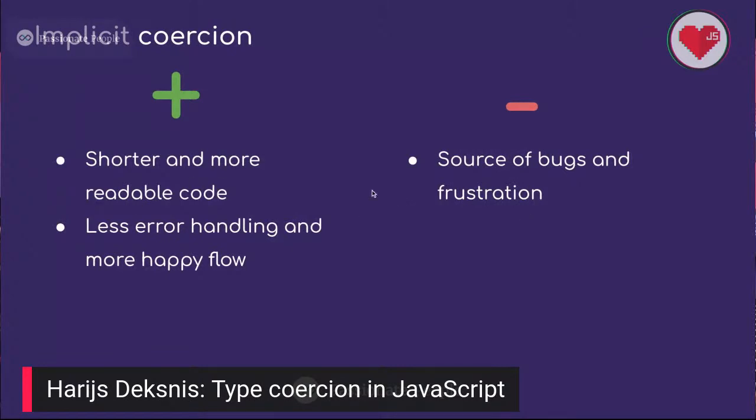However, since JavaScript has evolved to be such a fundamental language of the web, and not only, of course, it's being used on the back end, and almost every device nowadays can run JavaScript, it also is a big source of bugs and frustrations because of this implicit type coercion.